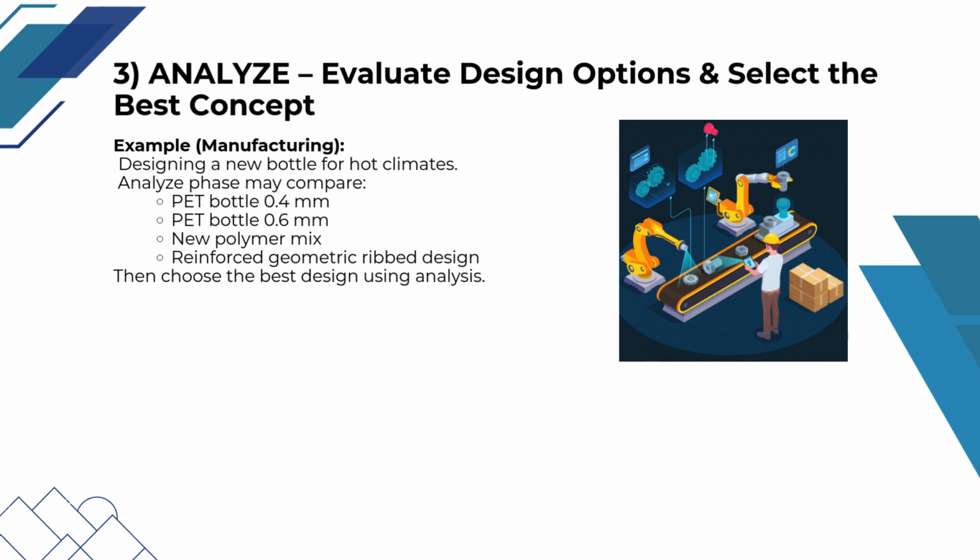a 0.4 mm PET bottle, a 0.6 mm PET bottle, a new polymer mix, or a reinforced ribbed design are compared using risk analysis, simulations, and feasibility studies, and the best concept is selected based on its ability to meet CTQs like durability, cost, and performance under extreme temperatures.